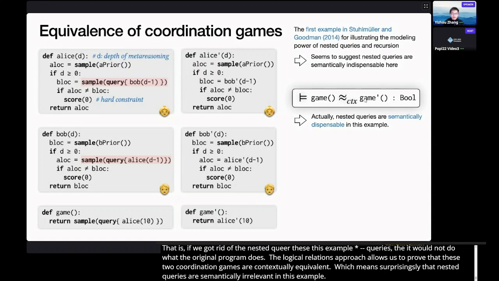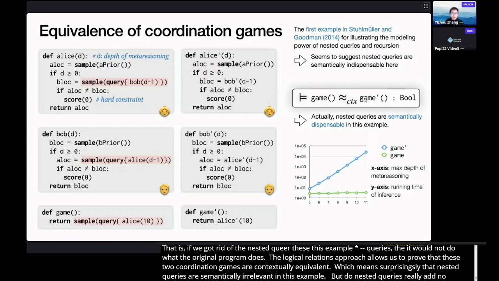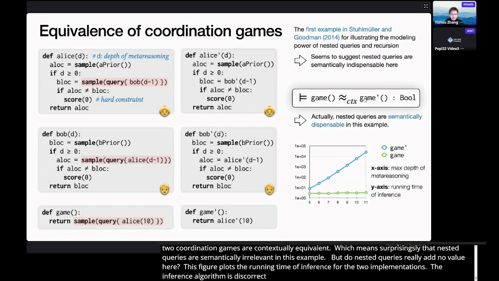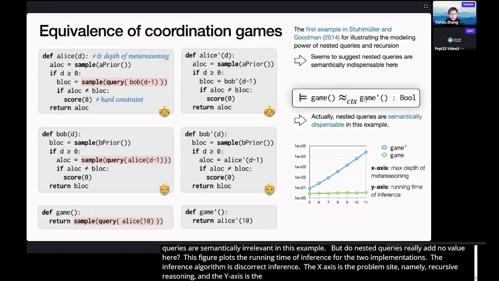But do nested queries really add no value here? This figure plots the running time of inference for the two implementations. The inference algorithm at work is discrete enumerative inference. The x-axis is the problem size, namely the depth of recursive reasoning, and the y-axis is the running time in milliseconds in logarithmic scale. And the contrast is apparent. The program without nested queries has exponential running time of inference. So what's going on here?